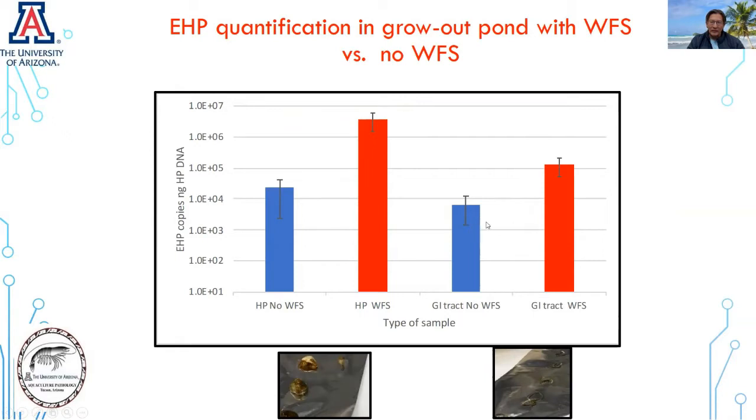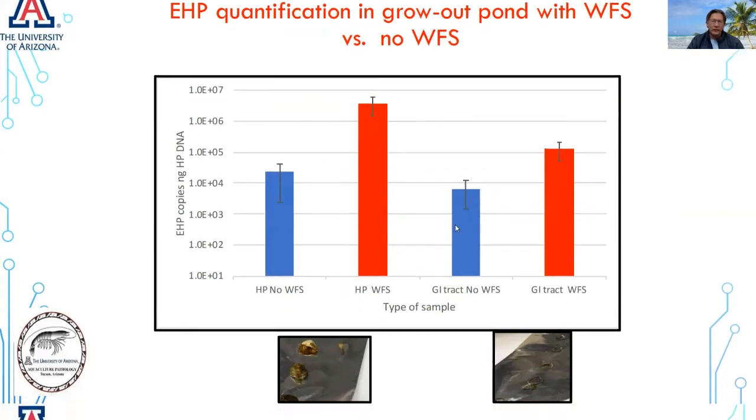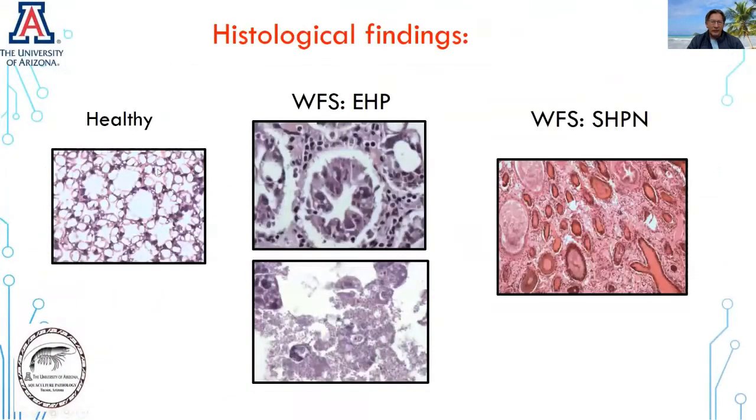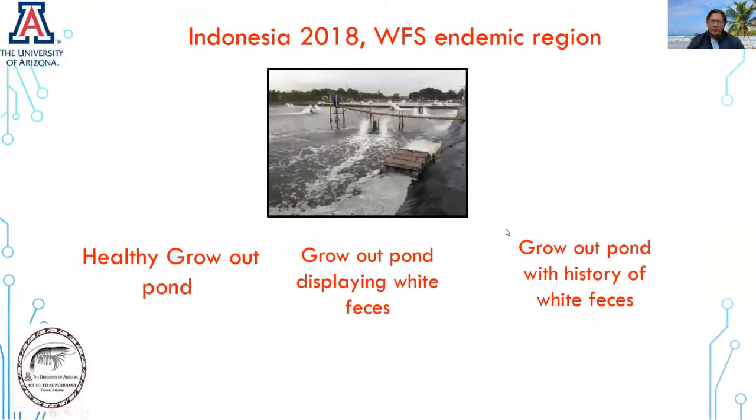In the intestine, the white intestine versus the normal color, brownish intestine, we also found significant differences. Again, we found animals that displayed not only EHP, but also septic hepatopancreatic necrosis, as reported the previous year. In 2018, we decided to add one more sample. We have 3 different sampling units: healthy ponds, ponds displaying white feces, and ponds with a history of white feces.